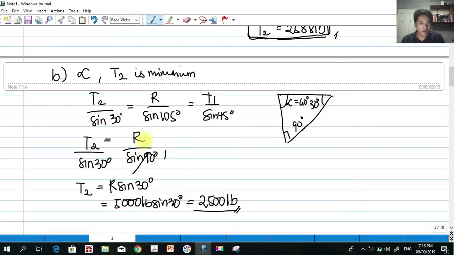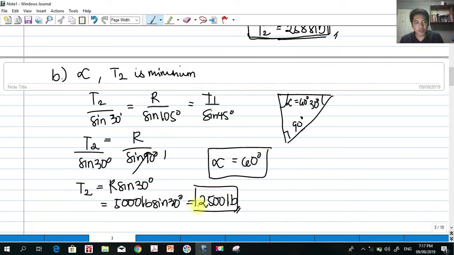Why? Because sine 105 is less than 1, so R over a value less than 1 would give you a higher number than R. But if we set 90 degrees here, then we get a minimum value of T sub 2 rather than a maximum value. As you can see here, 2,500 pounds. So our answer should be alpha is 60 degrees.